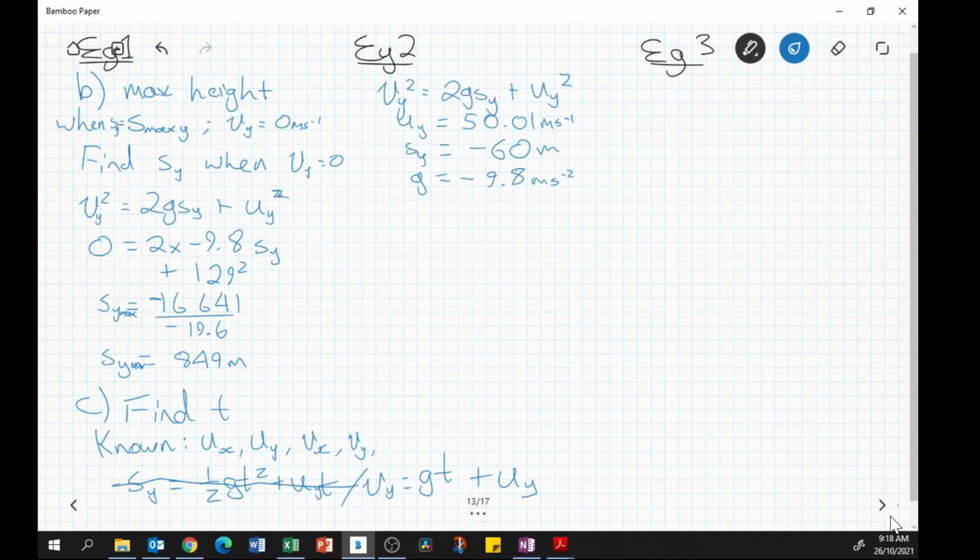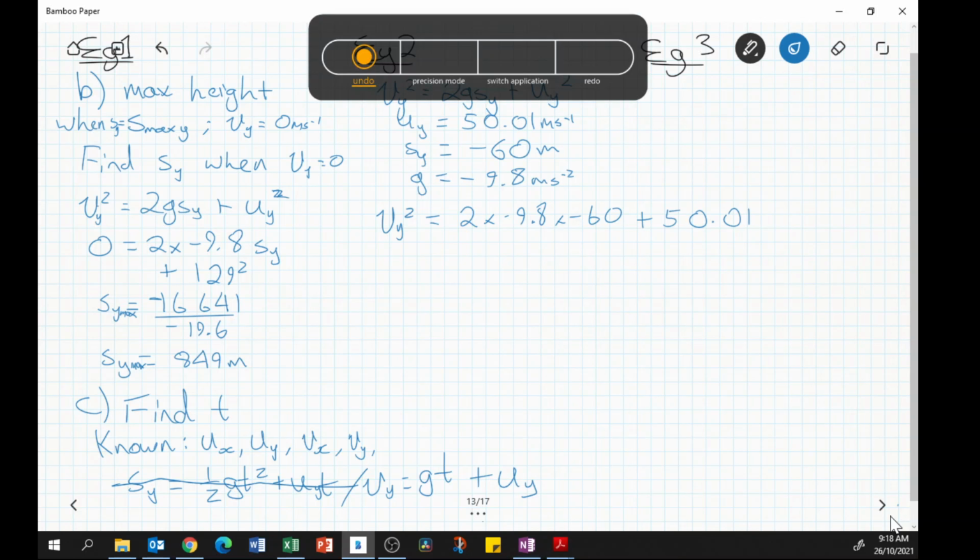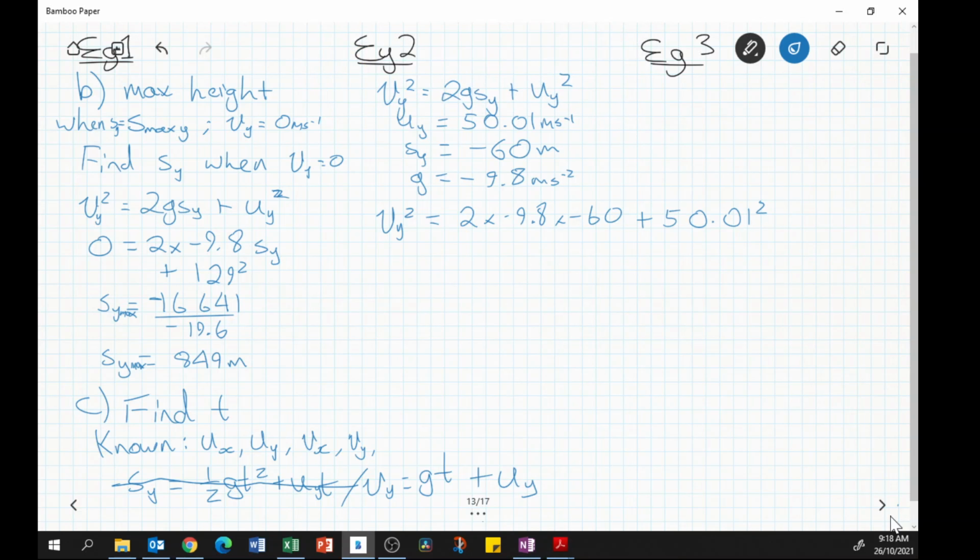And we can solve for Vy. Let's do it. Vy, sub our numbers in and solve. Vy squared equals 2 times -9.8. That's going to be a negative until we multiply by -60. That's going to make it a positive. Plus Uy, which is a positive number, 50.01 squared.